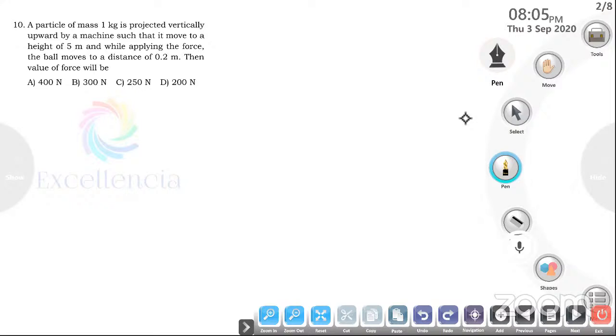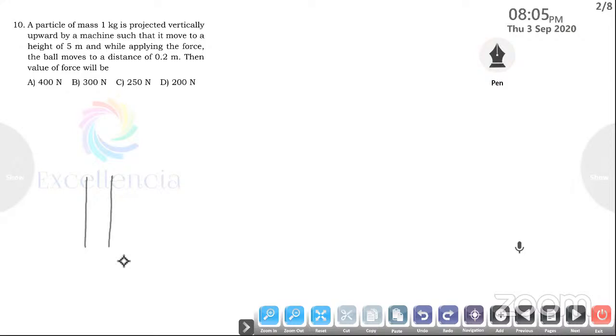This is some question which I am trying to improvise here. Let us say this is the machine which can fire the ball, meaning project it vertically upward. There will be something like a piston inside it, and this piston will exert a force on the ball and try to displace it. With this force, the ball will be displaced by 0.2 meter. Then from here, the launching happens.